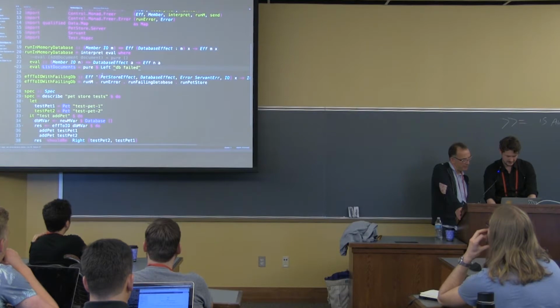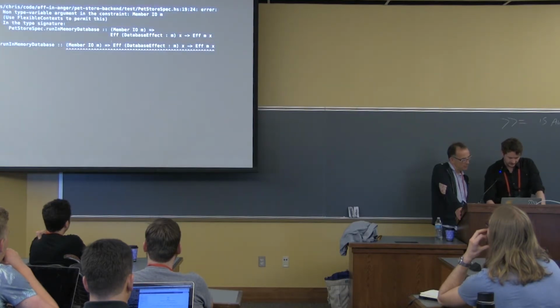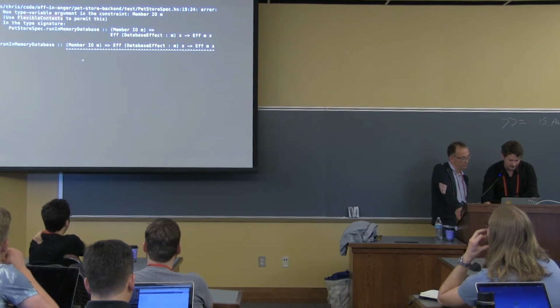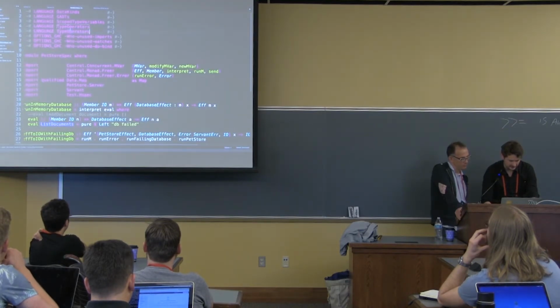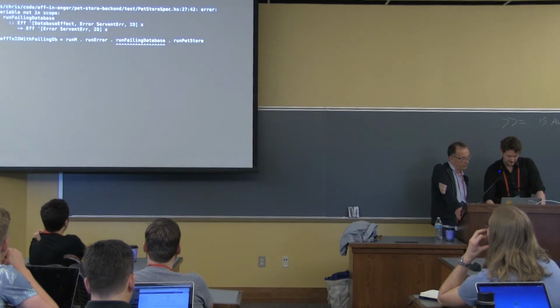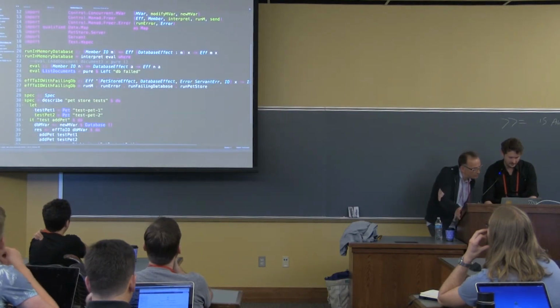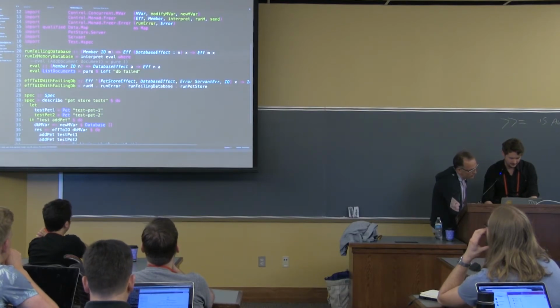What is the compiler telling us? It's probably telling us something about flexible contexts. Okay, let's just add this language extension. Not in scope: run, failing database. Did I mistype something here? Oh yeah, it's supposed to be this.